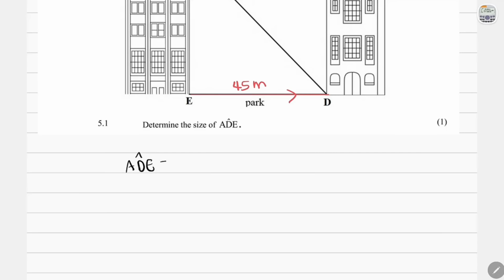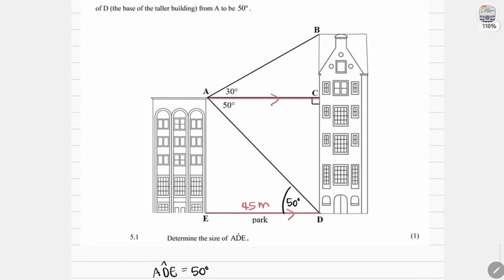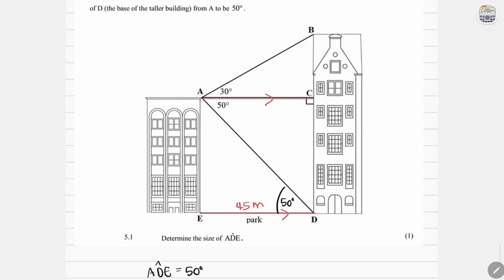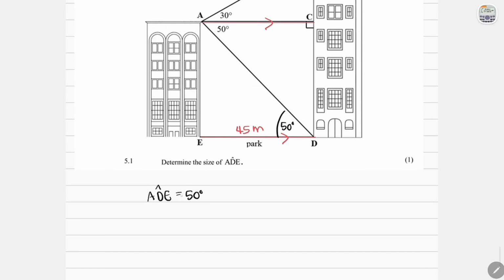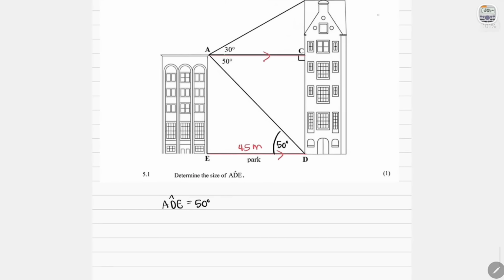ADE is simply equal to 50 degrees. In grade 11, they usually don't really tell you that, then ask you to find it. They would expect you to already know that because you have parallel lines. But in this case, they're giving you a mark for finding that. Moving on to the next question.